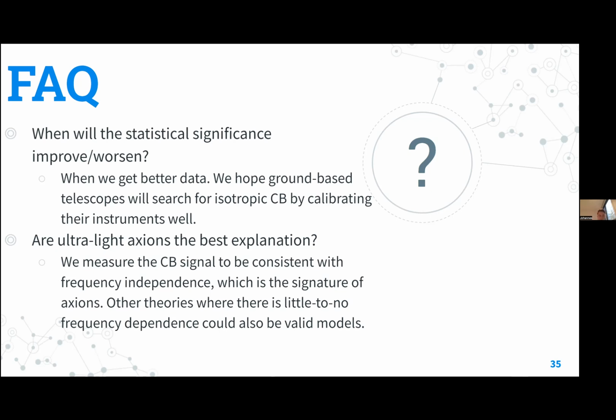Yeah, so we are waiting for ground-based telescopes to pursue this. And are ultralight axions the best explanation for this? That I can't really say. What I can say, though, is that we measure the signal to be frequency independent. And so far, the only theory that I have seen that predicts a frequency independent signal is ultralight axions coupled to electromagnetism. If you have any other theories that predict little to no frequency dependence, then that could also be valid. But I think ultralight axions are the most likely one if this is a real signal.